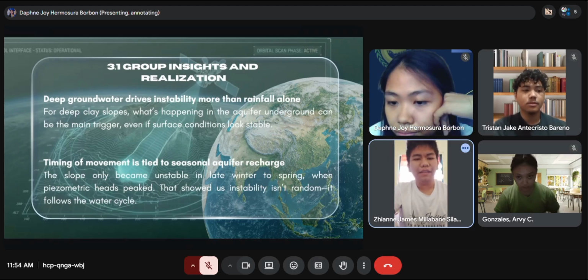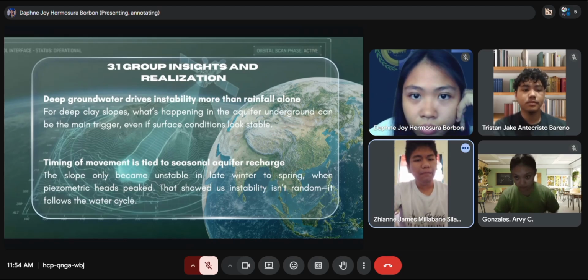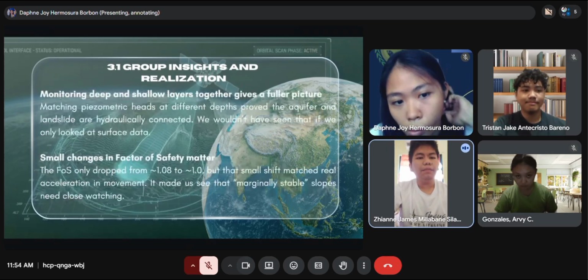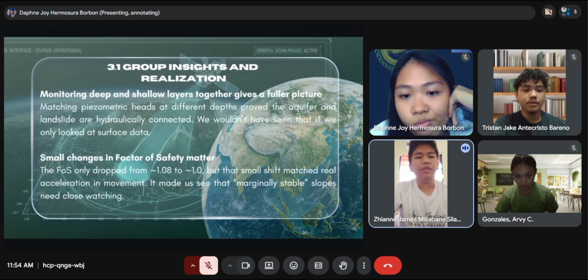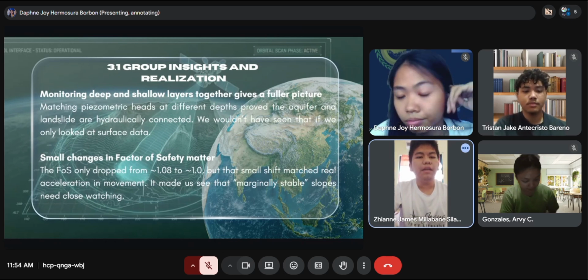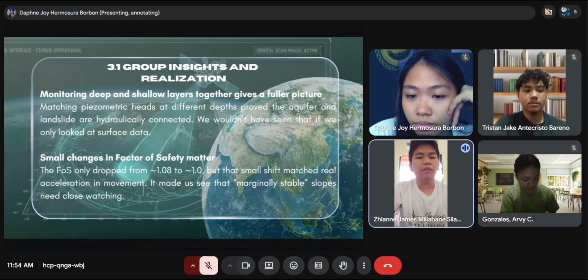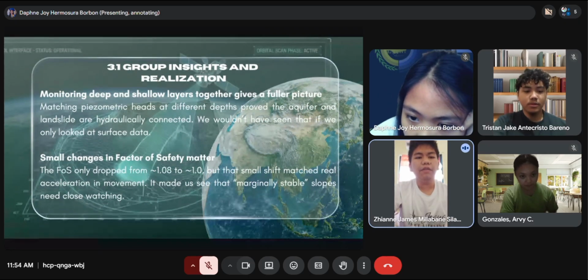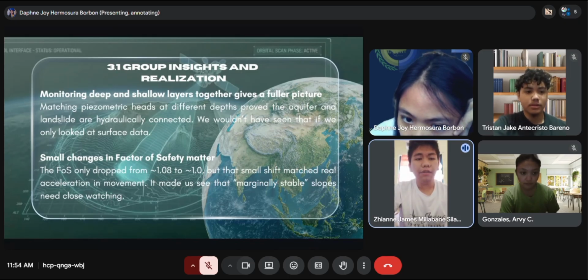Next slide, please. Next, on monitoring the deep and shallow layers. Another realization was how important it is to monitor both deep and shallow points. The piezometric heads at 25 meters and 50 meters were moving together. That told us that the aquifer and the landslide are connected. If we'd only checked the shallow sensors, we would have missed the whole story.